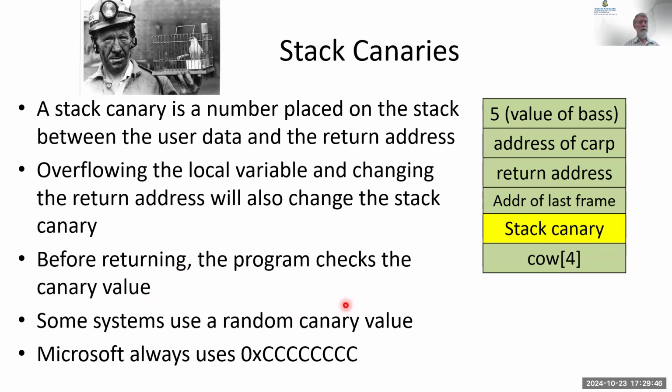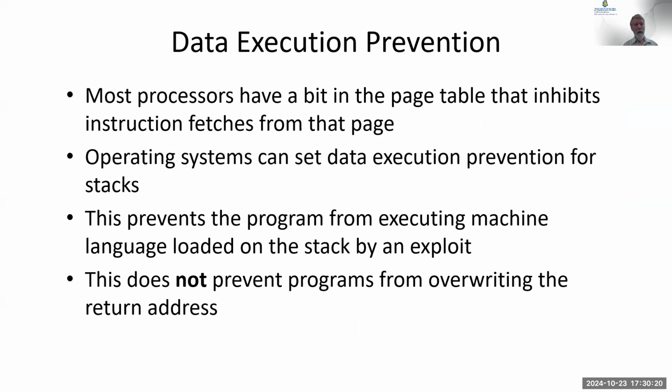Some systems produce a random number and save what the random number is supposed to be. That way, any attacker does not know what the stack canary value is supposed to be. Microsoft always uses the hexadecimal value that is 8 Cs. So you know what it is. Turns out, if you know what it is, the previous attack we did can be done even when there are stack canaries. You simply have to put the appropriate CCCCC values in the right place and it'll work. So you're overwriting the stack canary, but you're overwriting it with the same value that was there. Data execution prevention is a hardware feature that helps prevent against these problems.